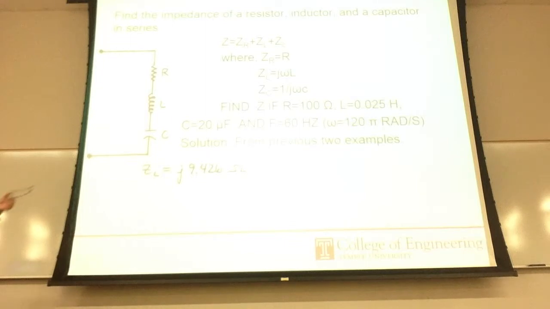So we already have this. We have the Z of the capacitor. All we have to do now is put these values in there to have an equivalent impedance.